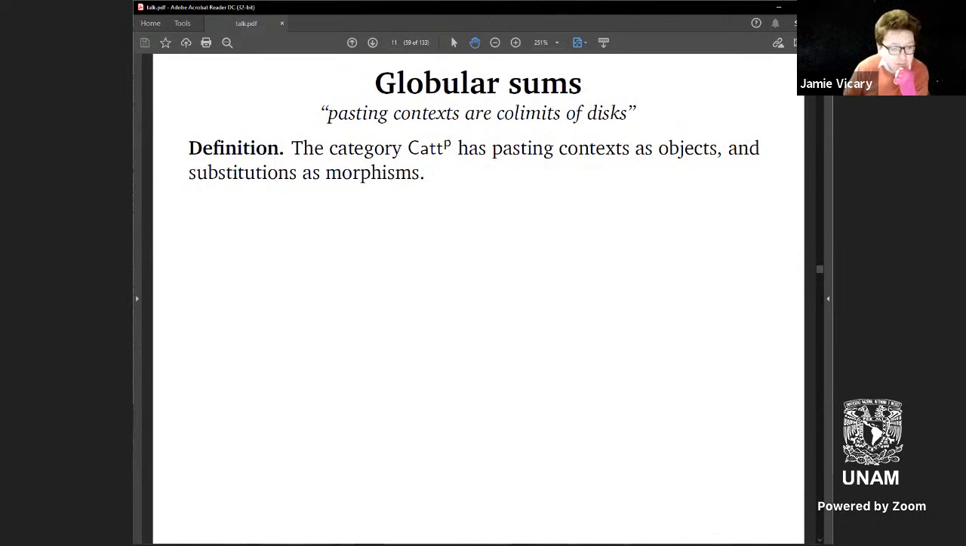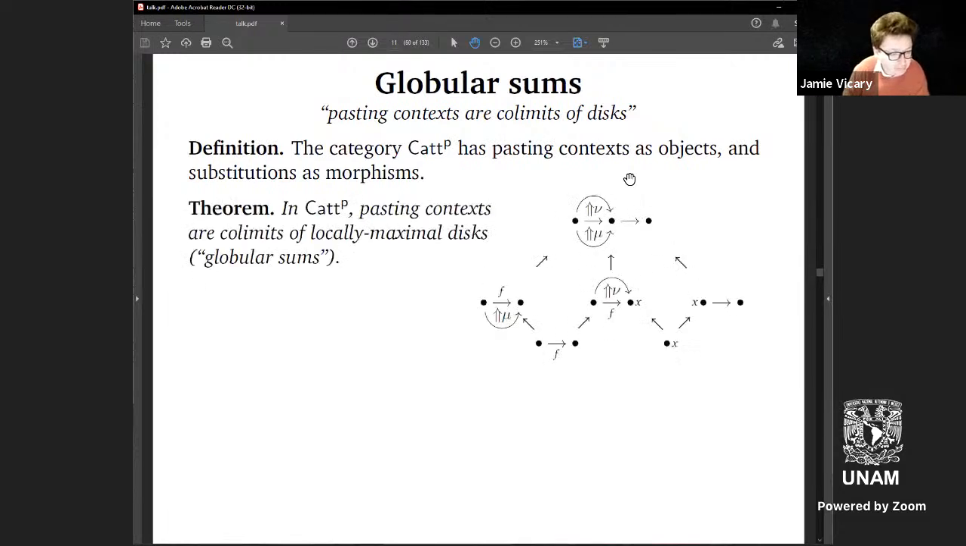So, definition: the category Catt P has pasting contexts as objects and substitutions, just this funny type theory word for strict functors, as morphisms. It's a perfectly good one category.